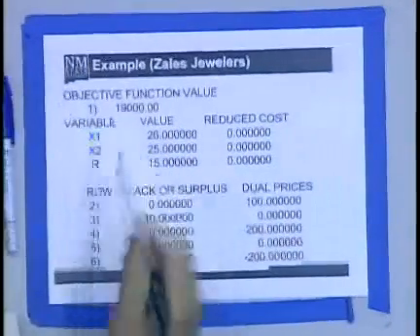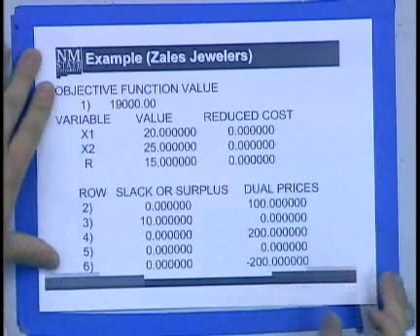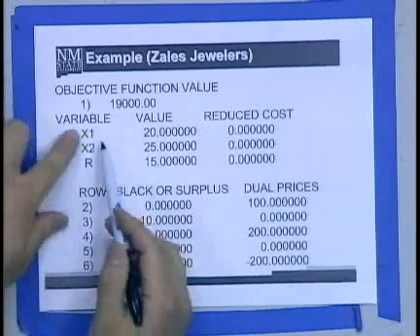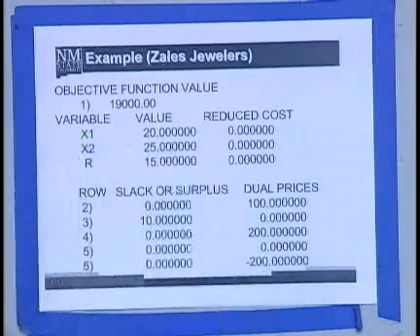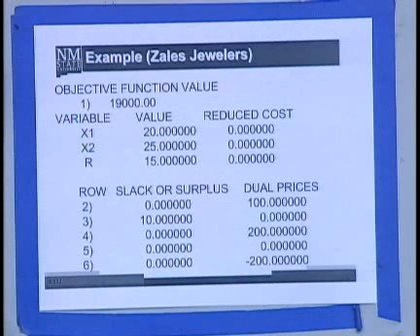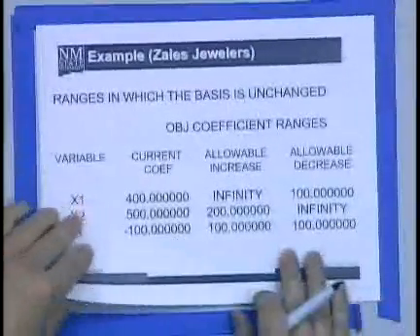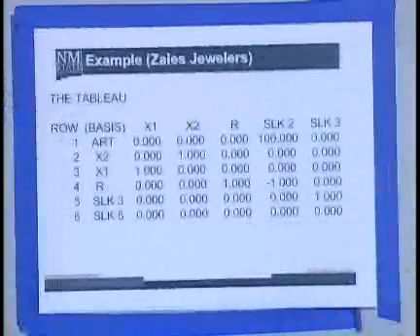The optimal objective function value is 19,000. And according to the optimal solution, the J's must produce 20 rubies and 25 sapphires, and they need to purchase extra rubies. How much? 15. And additionally, Lindo provides more information which can be used for sensitivity analysis. Also, you may obtain the optimal final table like this.